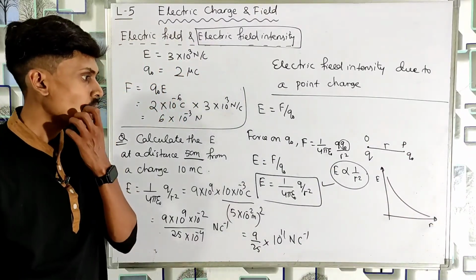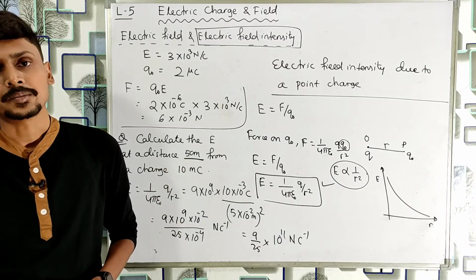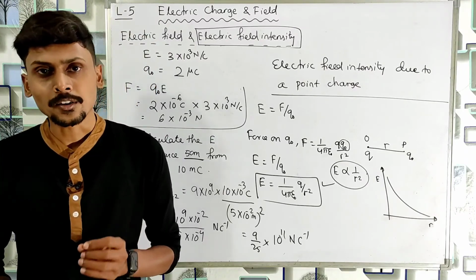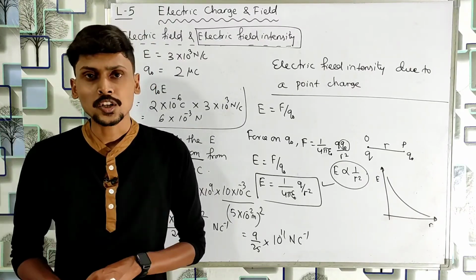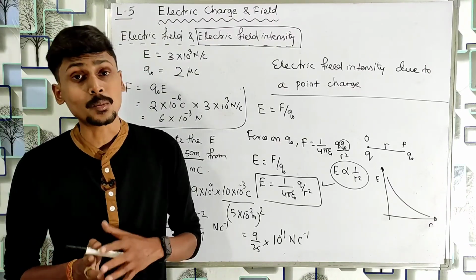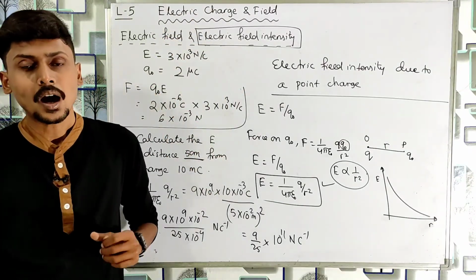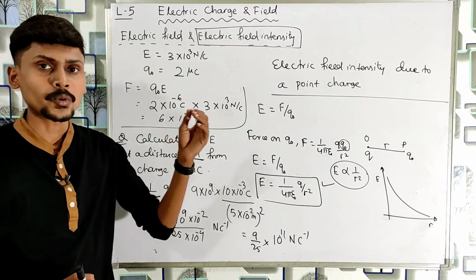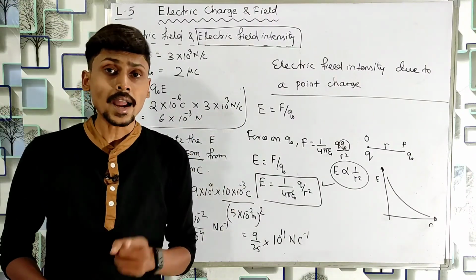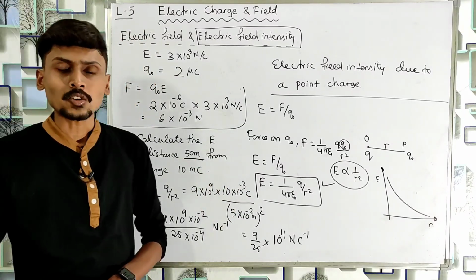Is that clear? So this is all about electric field and electric field intensity. So I hope that all of you have understood what is the meaning of electric field, what is the meaning of test charge, and why the magnitude of test charge should be very negligible as compared to source charge, what is the meaning of the term electric field intensity, how to calculate electric field intensity at a given point, the formula to calculate electric field intensity due to a point charge, and the dependence of electric field on the distance. So that's all for today's class.